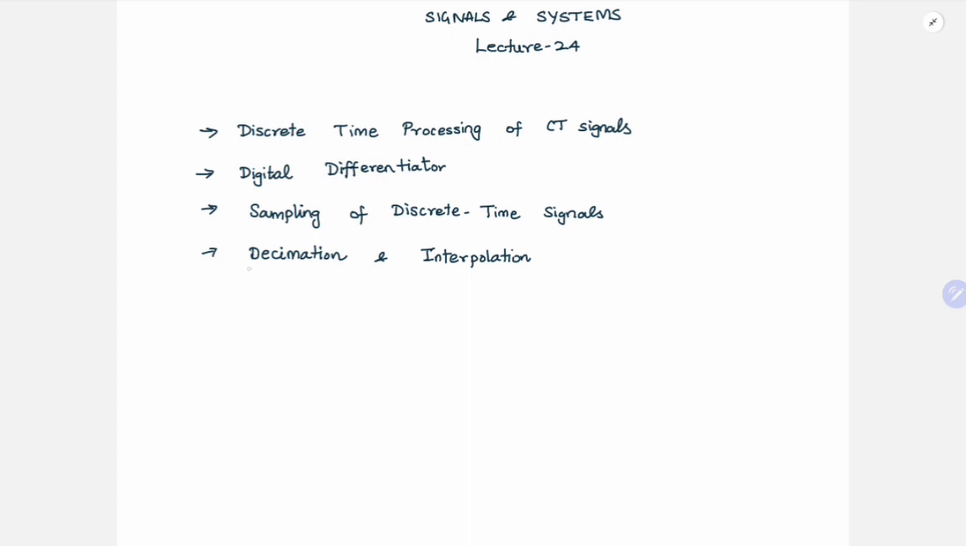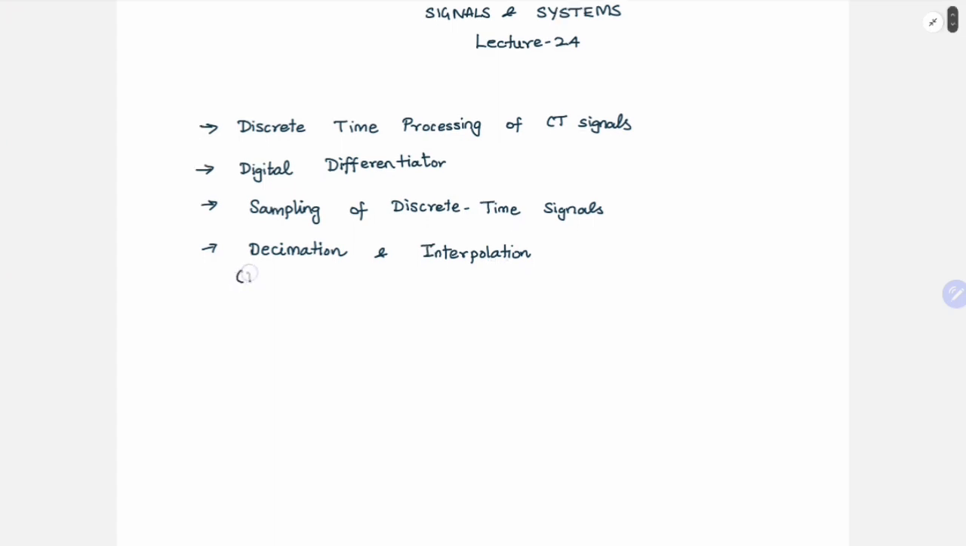And as its example, we'll define two terms called decimation or downsampling, and interpolation or upsampling. So this is also called downsampling, and this is upsampling. So let's get started.